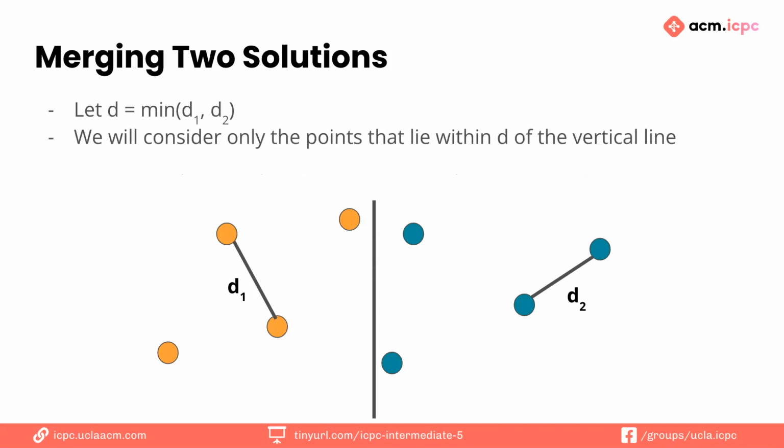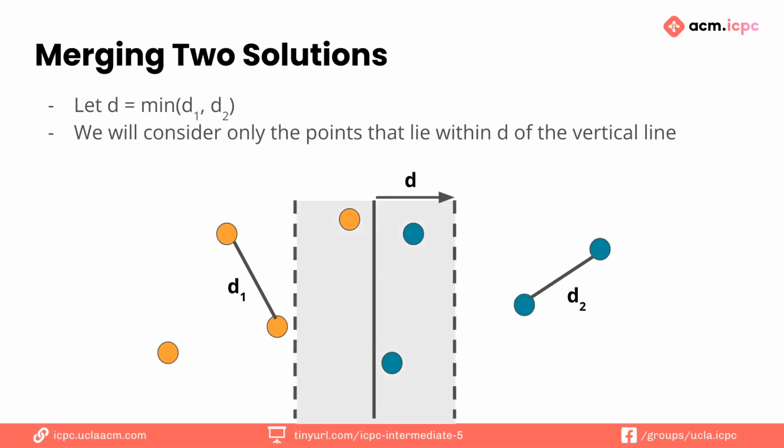Okay, so let's say that D is the minimum of D1 and D2. Remember, D1 is the answer for the left half, D2 is the answer for the right half, and we said D is the minimum here. So in this case, D would just be D2. Let's consider all the points that lie within D of the vertical line here. This would be essentially this strip of gray. We're only going to consider points within that strip.